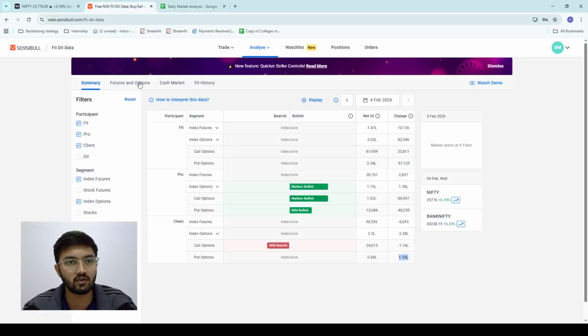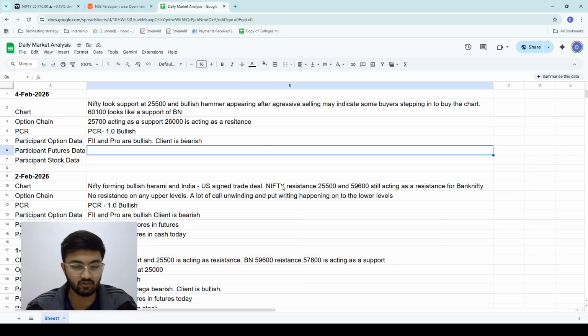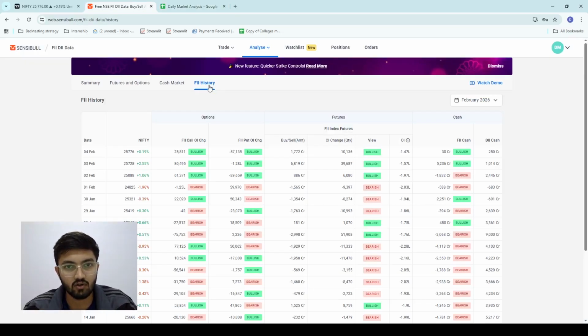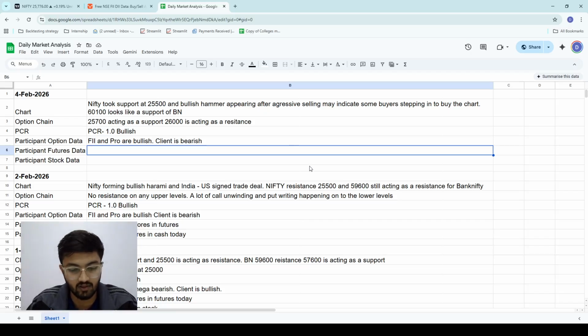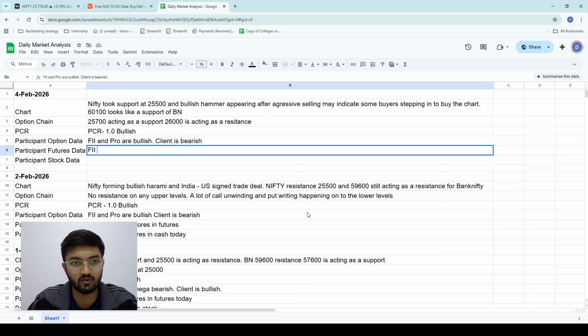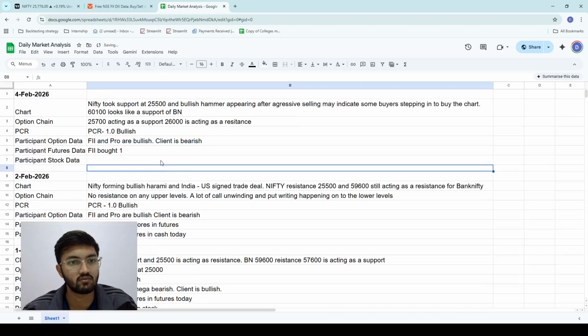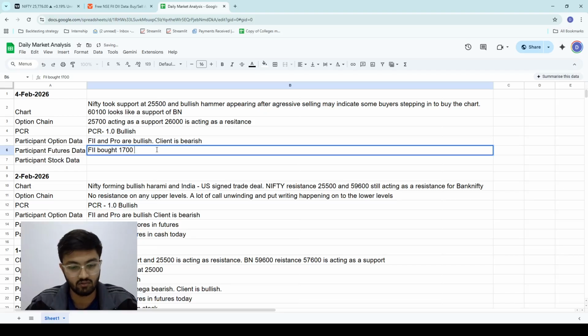Participant futures data, let's try to look at it. FII is aggressively cutting their futures position. So how much did they buy? They bought 1,700 crores in futures. Yesterday they bought 7,000 crores in futures. Market is mega bullish. It's not bullish now. FII bought 1,717 crores in futures.